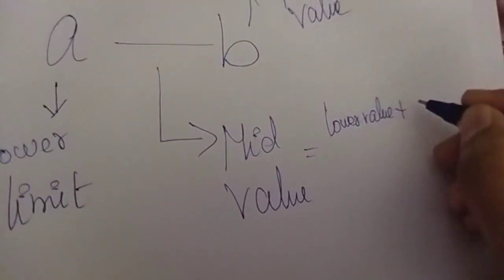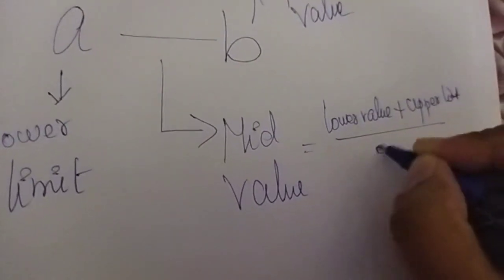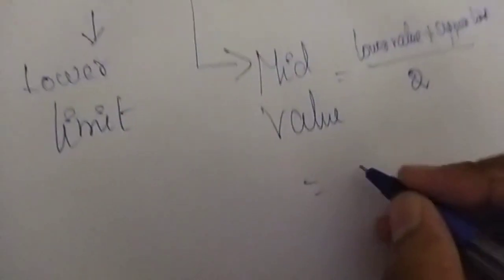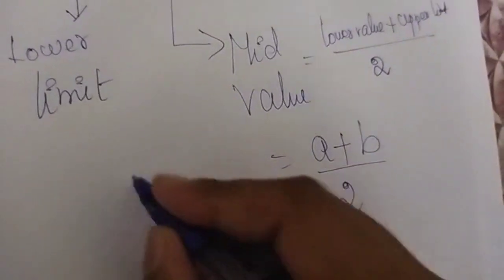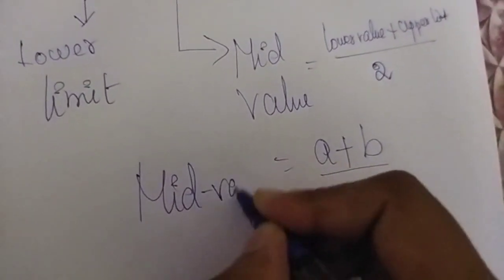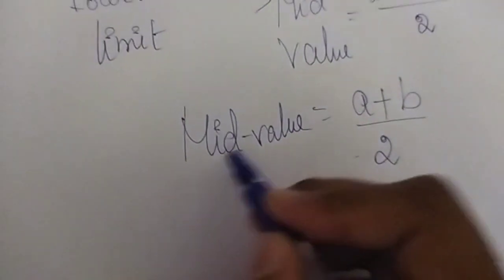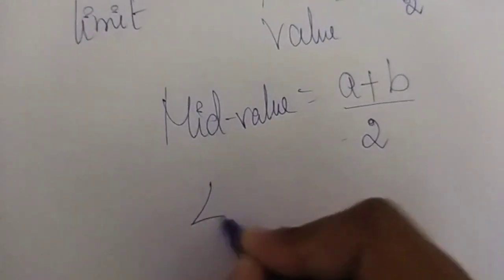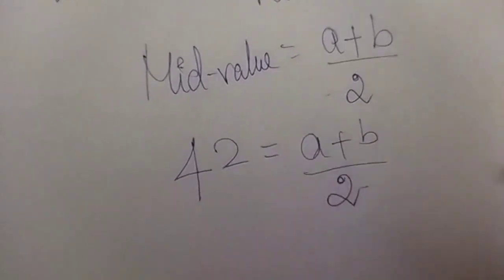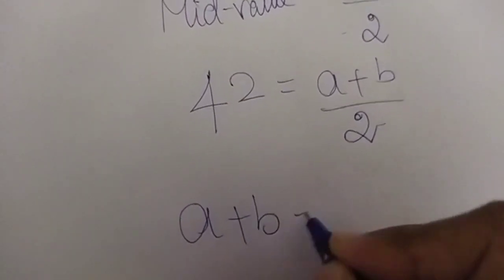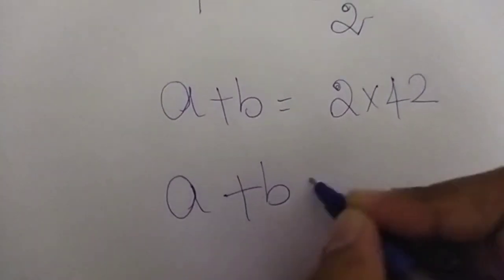The formula for the middle value is nothing but lower limit plus upper limit divided by 2. So what is the lower limit here? A, plus upper limit B, A plus B by 2. So middle value is equal to A plus B by 2. Here in the question they have given middle value as 42. So 42 is equal to A plus B by 2. A plus B is equal to 2 into 42. So A plus B is equal to 84.